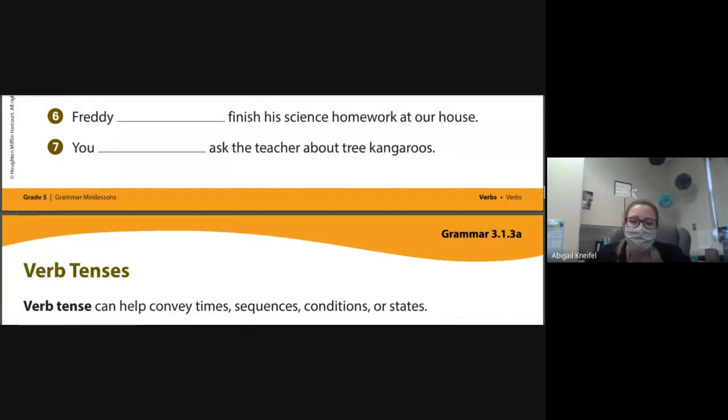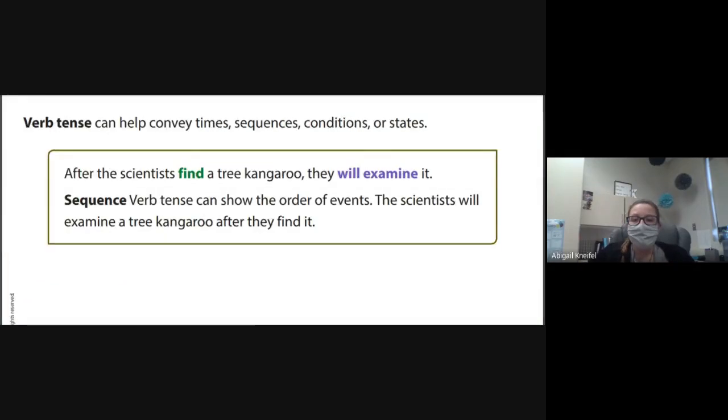Verb tenses. Verb tense is a little bit confusing, so everyone stay with me. Verb tense can help you convey time, sequence, condition, or states. After scientists find a tree kangaroo, they will examine it. Sequence: verb tense can show the order of events. Scientists will examine the tree kangaroo after they find it.